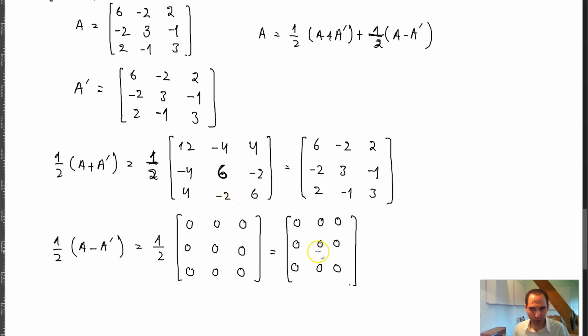And if you add this matrix to this matrix, you should get A, which is actually true, because this is 6, -2, 2, -2, 3, -1, and 2, -1, 3, which is the same thing as A. So basically the whole thing fits together, right? Now, there are 2 more exercises here that I leave to you, because there is no point in doing them anymore.